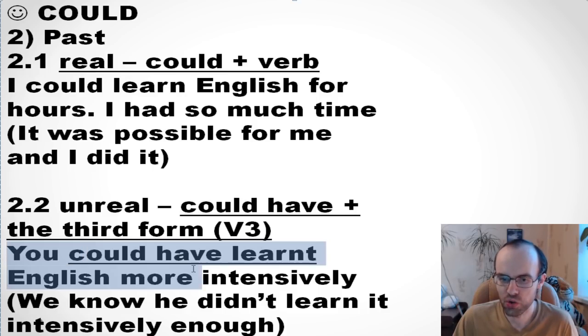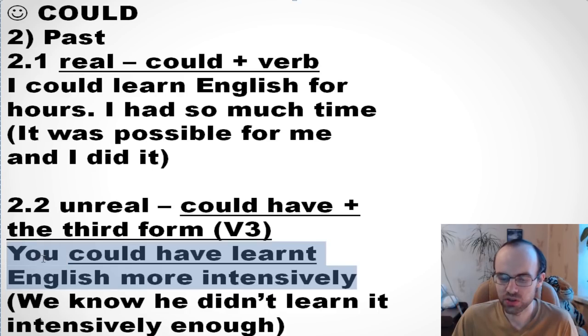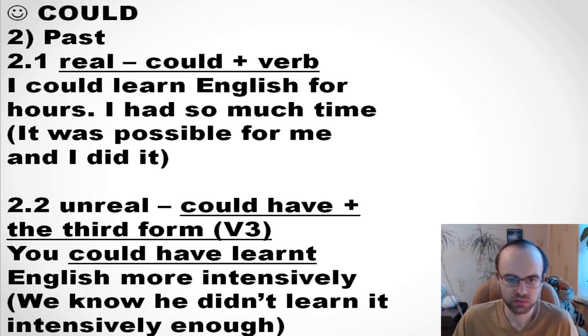So, could have learned English, with the third form. It means that I know that you didn't learn English intensively. Yeah, we know he didn't learn it intensively enough. So it's like a recommendation. It's like some kind of advice. You could have learned English more intensively. And if I use this structure, it means that it didn't happen. It didn't happen in reality. And so, okay, it's my recommendation. But it didn't happen. Okay, I think that you need more examples. Okay, look.